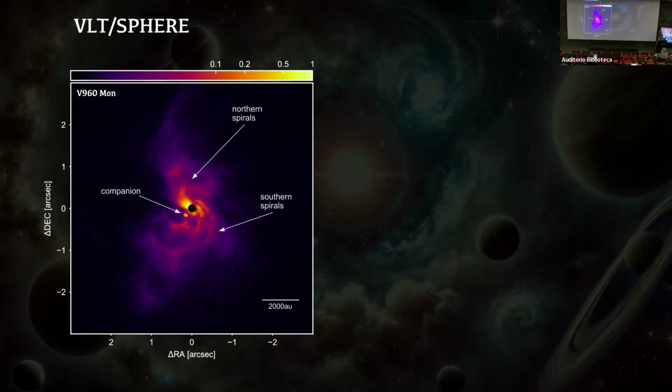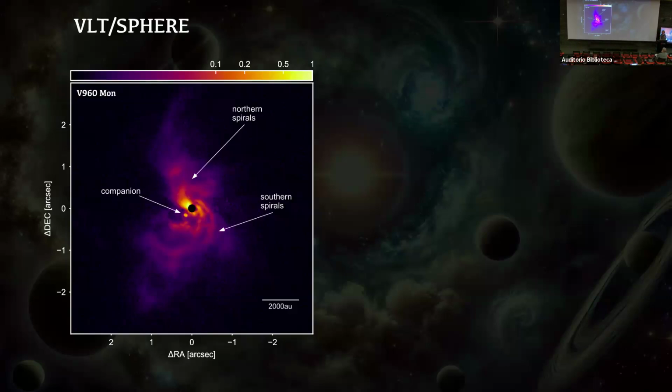We can see several spiral arms in the north and in the south, and we see a companion around the outbursting star. And when we saw this image with the spirals, of course, one of the first ideas with the history of FUor objects is that one thinks of gravitational instability, that this might be another beacon of gravitational instability at play in the system.